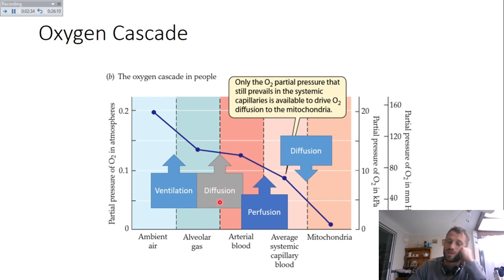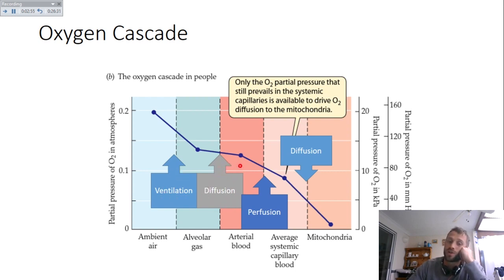Now, diffusion will be something you're familiar with, this movement of molecules or gases from high pressure to low pressure, and that's what's happening here. So the oxygen gets presented at the lung, and to move into the blood, it passes through via the process of diffusion. So ventilation is finished, we now move on to diffusion.